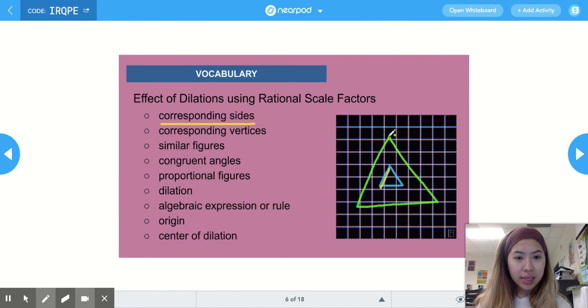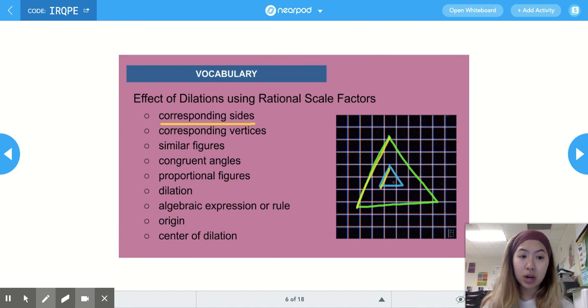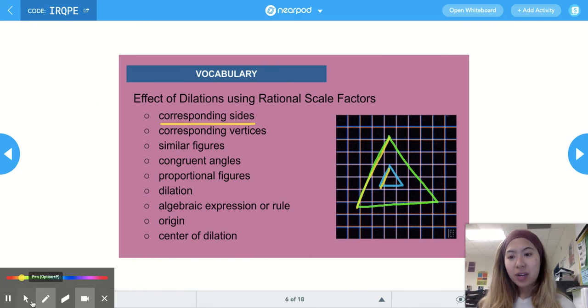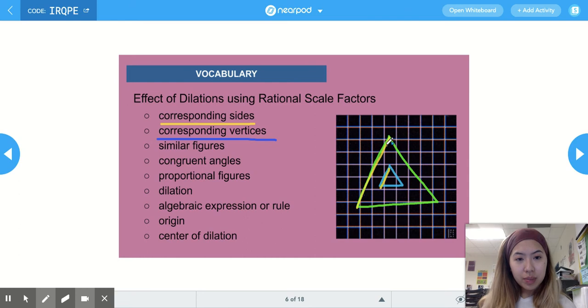So corresponding sides are the sides that are the same on the two shapes. So these shapes are similar figures. Dilations are similar figures because they have the same shape. They're just different sizes. The corresponding vertices are the angles. And corresponding vertices in similar triangles are the same, so they're congruent angles.